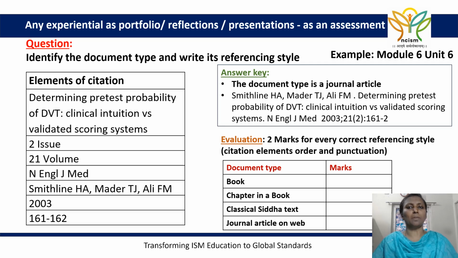That includes 1 mark each for citation elements order and punctuation. Similarly, other documents such as books or a chapter in a book can also be given for the test.